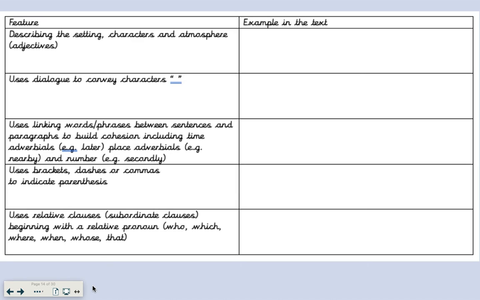Okay, parenthesis, we should be able to remember that. We've had a look at that in depth when we did our non-chronological reports. So the brackets, dashes and commas to add extra information. And also the relative clauses or subordinate clauses using a relative pronoun. So the pronouns are who, which, where, when, whose and that. We should remember those ones as well because we focused on that last half term. If you draw this table for me and make sure you have enough room for the examples in the text as well. It's not as big a table as yesterday, so it shouldn't take you as long.